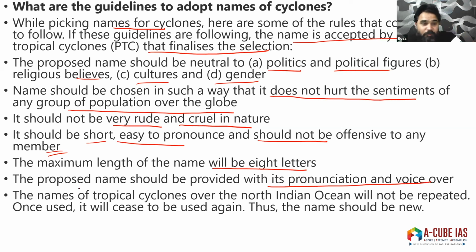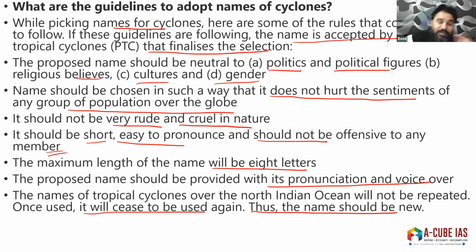The names of tropical cyclone over the North Indian Ocean will not be repeated. Once used, it will cease to be used again. Thus, the name should be new. That means once you have used a name for a particular cyclone, you cannot repeat the name again. Otherwise, you don't have that option of using one name repeatedly.